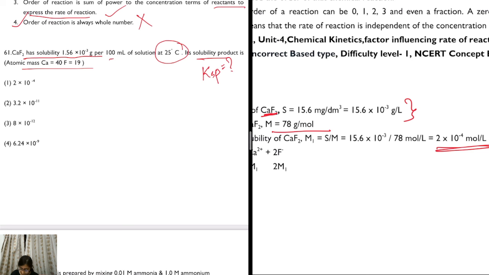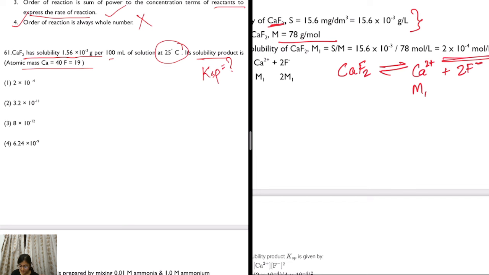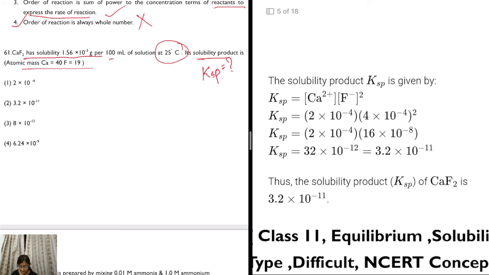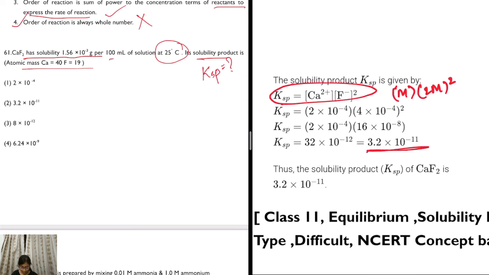Now see that in the dissociation of this, CaF2 gives Ca2+ plus 2F-. So if M is the concentration of Ca2+, then 2M would be the concentration of F-, because two fluoride ions are there. So Ksp can be written as this, and therefore it would be M into 2M, squared, because two fluoride ions are there. Upon solving this and putting the values, we will get the answer to be 3.2 into 10 to the power minus 11.